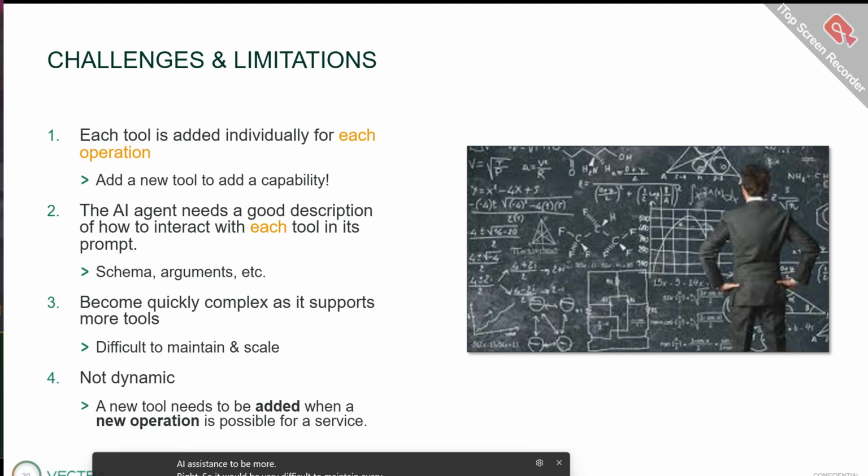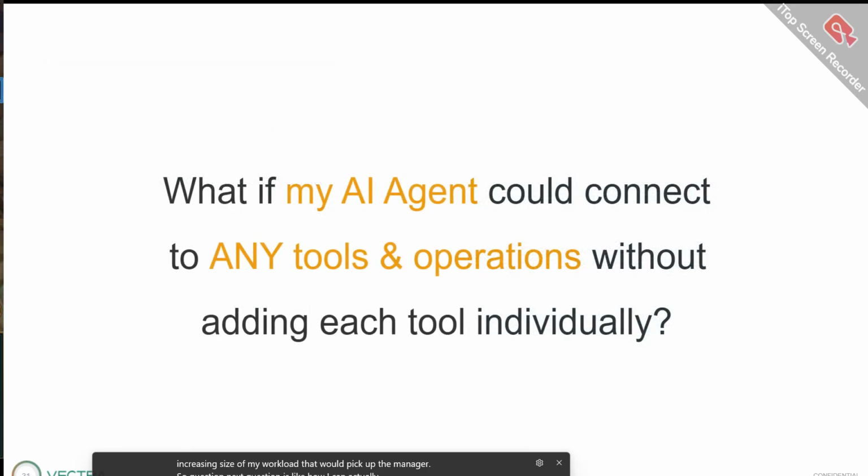Every time there is a new operation, for example, I want to draft an email or I want to get an email, there will be additional tools and I can just have an increasing size of my workflow that would be managed. So the next question is how can I actually overcome this first issue? And what if my AI agents could connect to any tools and operations without adding them individually, right? And the good news is it actually exists.